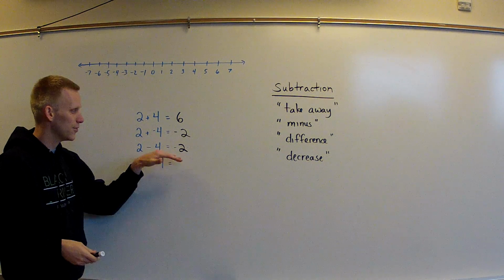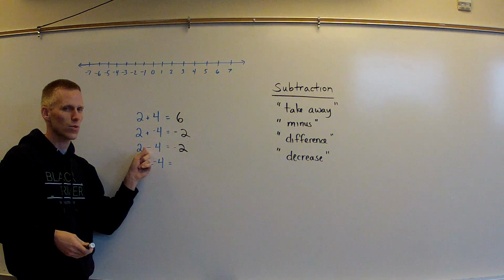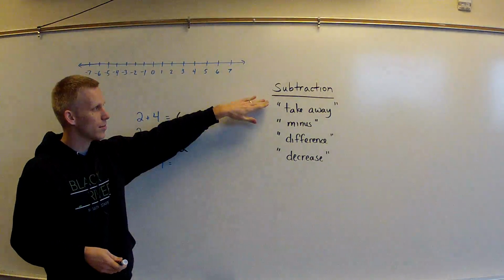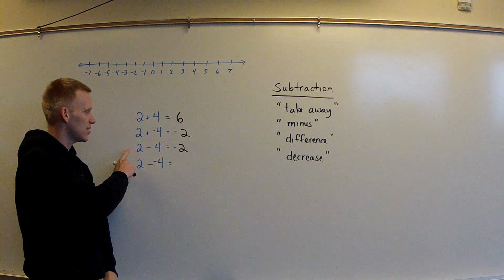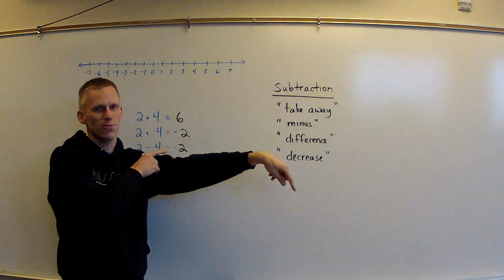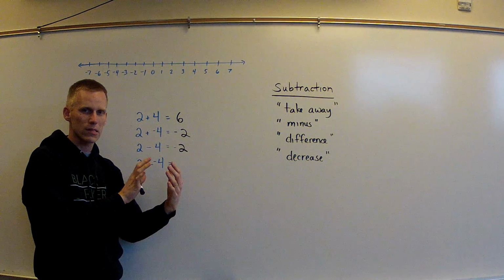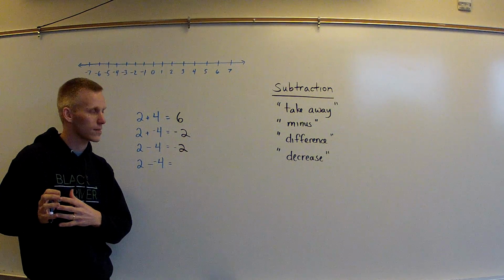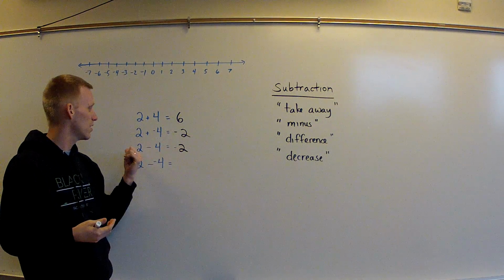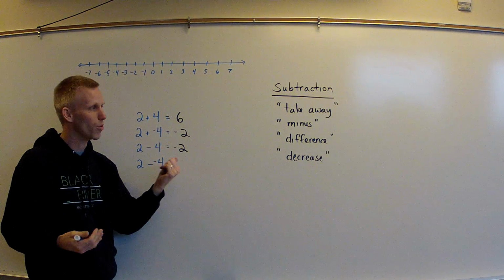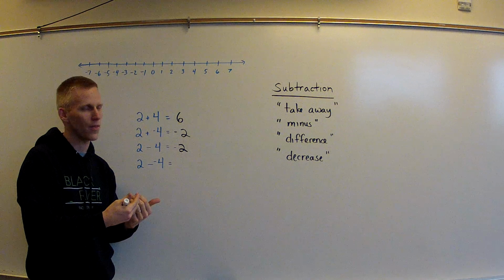Now, a different way to think about this whenever you're dealing with subtraction is to maybe substitute the word subtraction for one of these synonyms. You can maybe say 2 take away 4. I've got 2 things, and I take away 4 things. If that helps you get the answer of -2, great. If it doesn't, think 2 minus 4. Go back to elementary school and think about that.